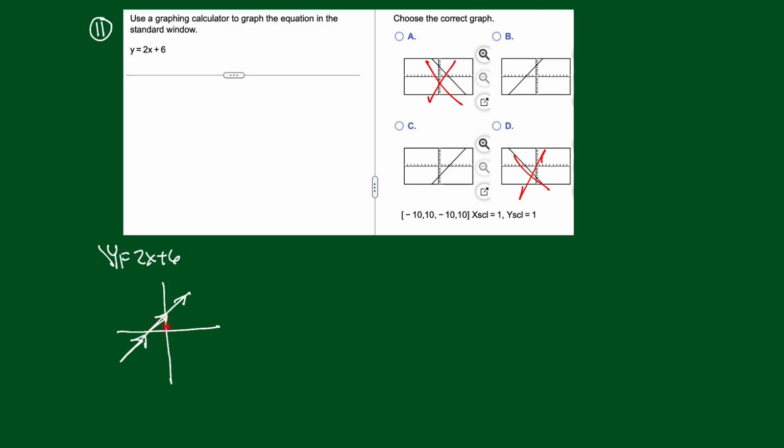Now my graph lies completely on this side over here. It's to the left. Now look at this one. This one's going up, but it's to the right, right? So I think it needs to go up this way, which would be this graph right here. So I'm going with B.